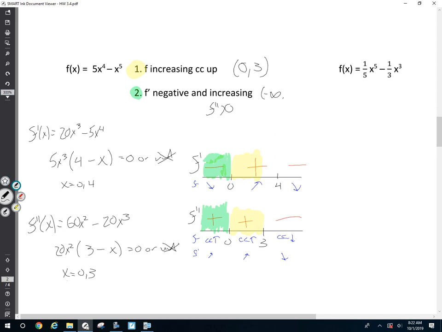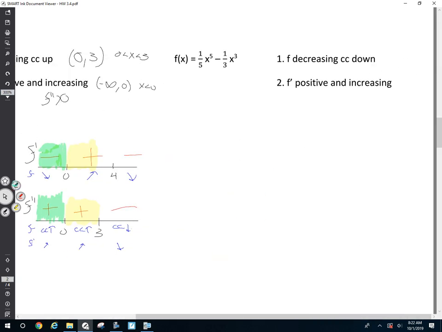From negative infinity to 0, x is less than 0. This is x between 0 and 3. Okay, next one.